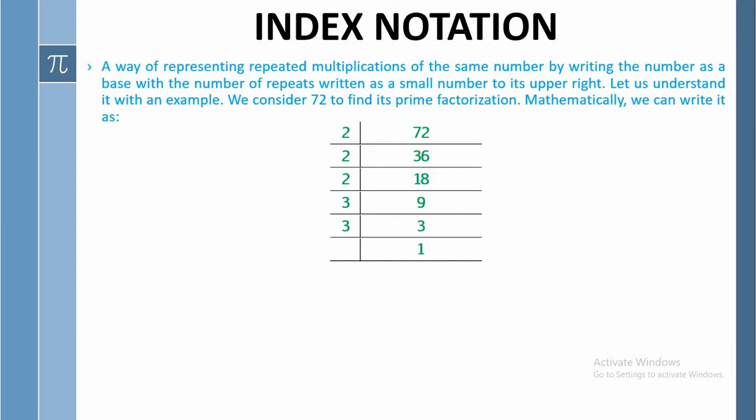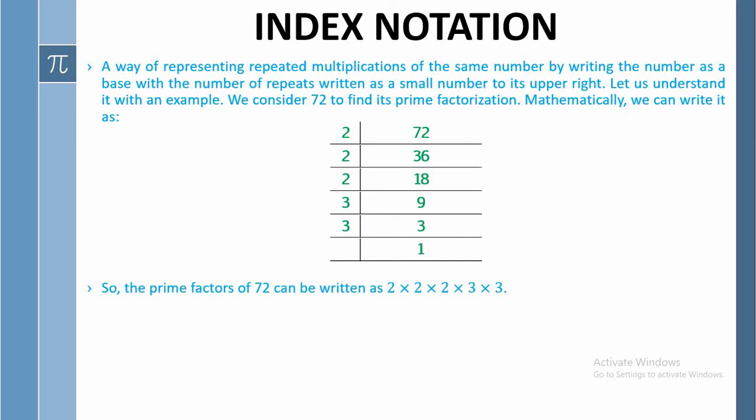We found the prime factors of 72 by dividing every time by a prime number. So the prime factors of 72 can be written as 2 multiplied by 2 multiplied by 2, and 3 multiplied by 3. Now, how can you write these values in index notation form? How many times do you have each? You have 3 twos, so you can write it as 2 raised to the power 3.